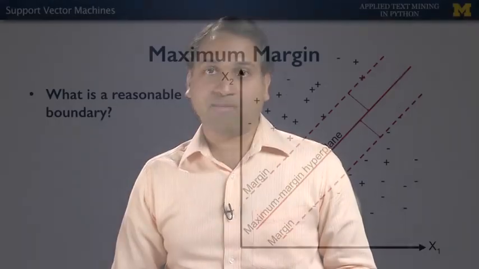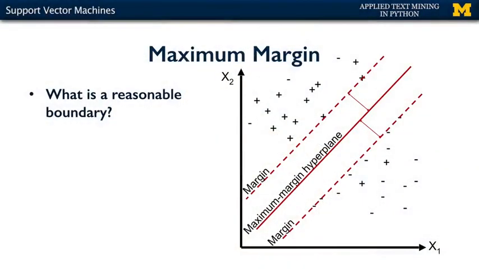This idea is called maximum margin. You would want to learn the thickest band that you can fit that separates the positive points from negative points. This band or the thickness is called the margin, and the middle line between them is called the actual hyperplane. So that's the maximum margin hyperplane.